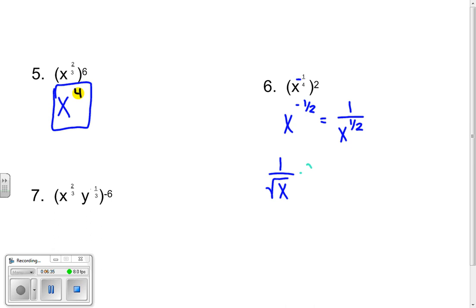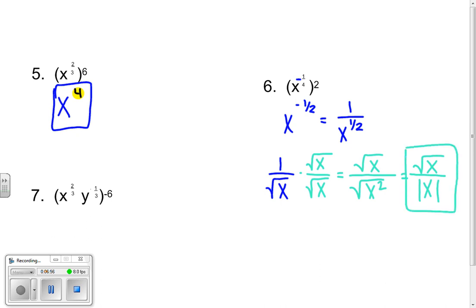We can rationalize this by multiplying top and bottom by the square root of x. The bottom becomes the square root of x squared, which is just x. On the top, you have 1 times the square root of x, which is the square root of x. You can't simplify that. But keep in mind, on the bottom of that fraction, you did start even and end odd, so you need absolute values. Your final answer ends up being the square root of x over the absolute value of x.